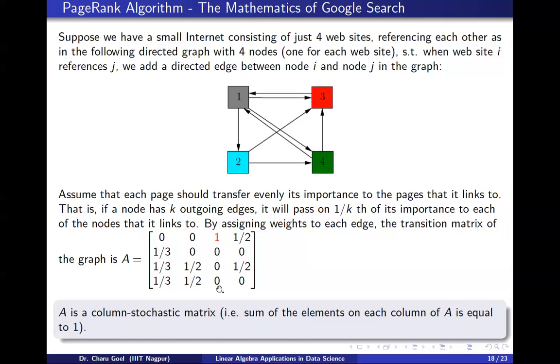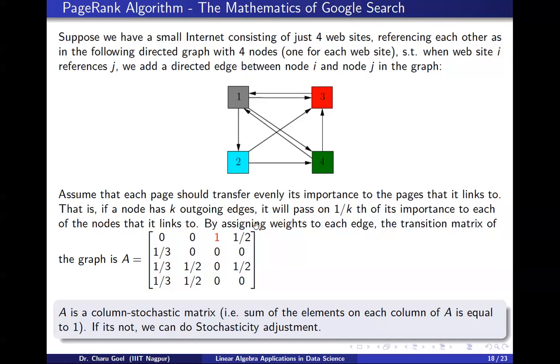In that case, we'll do a stochasticity adjustment. What does that mean? If this arrow had not been there, we would have a column 0, 0, 0, 0. We will stochastically adjust it by assigning equal weights to all 4 nodes, because at the end we need the sum of the elements of each column to be 1. So if this were a 0, we'll rescale it by making this column 1 by 4, 1 by 4, 1 by 4, and 1 by 4. Is this fine?